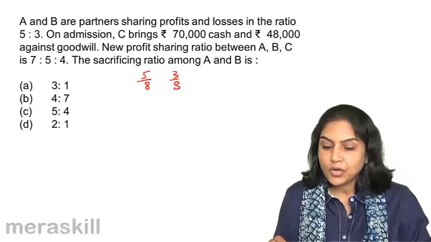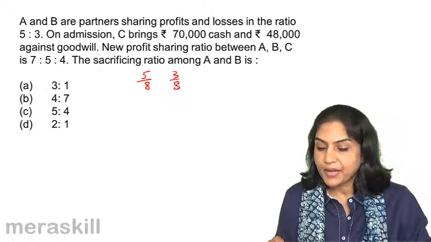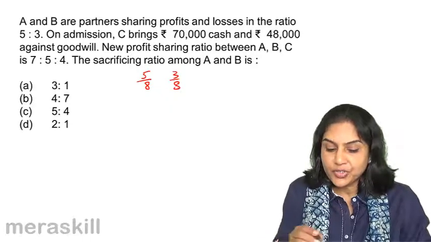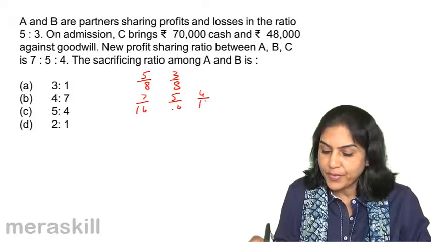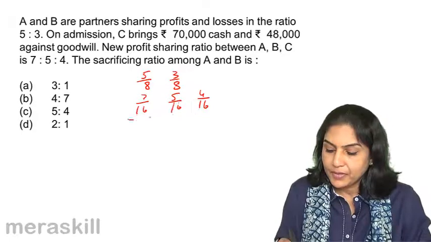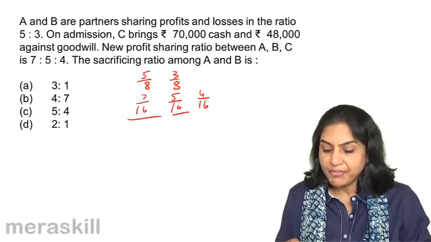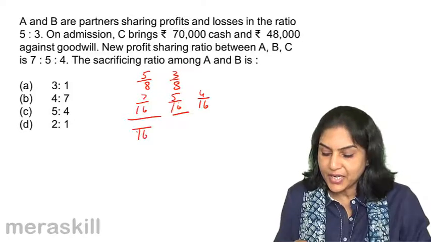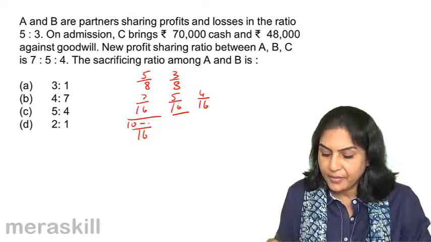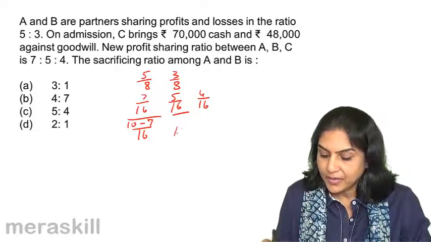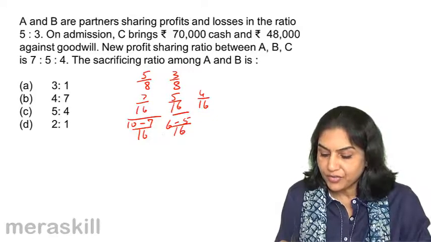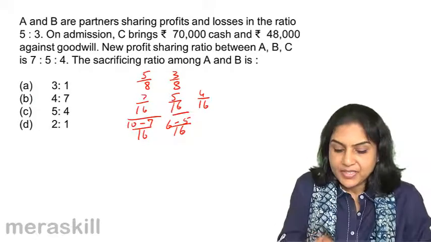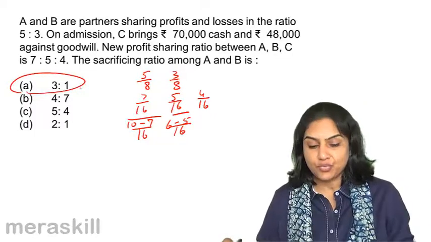What's the correct answer? Old ratio 5:3, that is 5 by 8, 3 by 8. New profit sharing ratio 7:5:4, that is 7 by 16, 5 by 16 and of course 4 by 16. So what is the sacrifice? 5 by 8 minus 7 by 16 is 10 minus 7, and 3 by 8 minus 5 by 16 is 6 minus 5. So that is 3 by 16 and 1 by 16. Correct answer. Sacrifice should be 3:1.